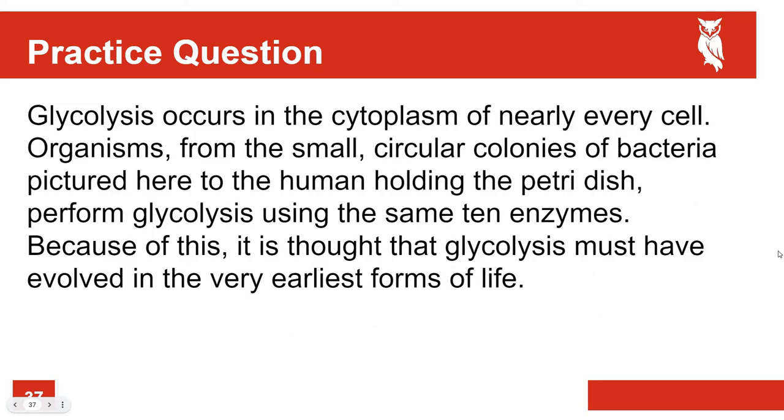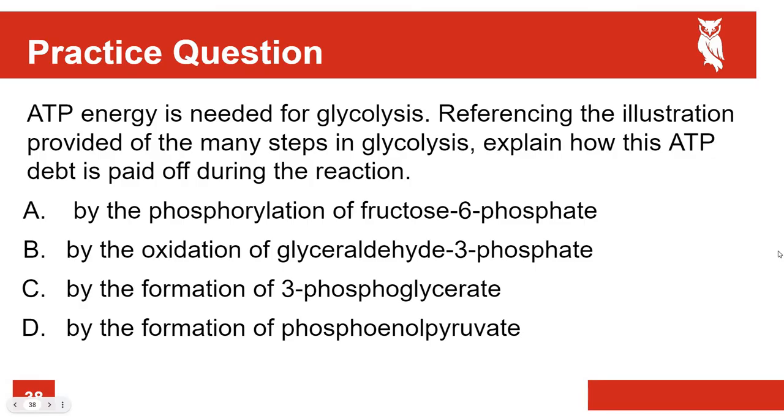Glycolysis occurs in the cytoplasm of nearly every cell. Organisms from small circular colonies of bacteria, pictured here, and ignore that piece, to human only feature disc, perform glycolysis using the same 10 enzymes. Because of this, it's thought that glycolysis must have evolved in the earliest forms of life. ATP and energy is needed for glycolysis, representing the illustration provided, which is just the steps of glycolysis. Explain how this ATP gets its debt. The debt is paid off during the reaction. Okay, we think it's A, by the phosphorylation of fructose 6-phosphate, the oxidation of glyceraldehyde 3-phosphate, the formation of 3-phosphoglycerate, or by the formation of phosphoenol pyruvate.